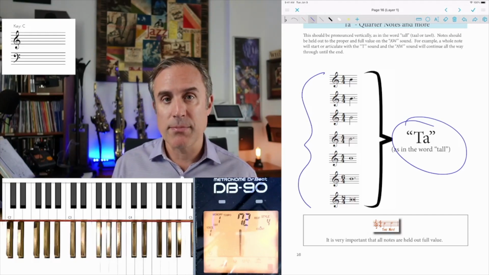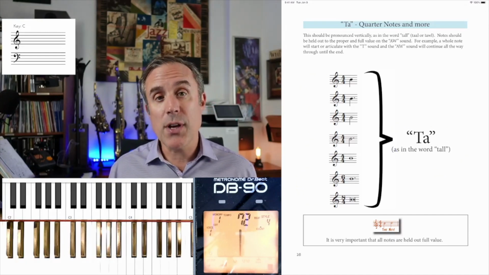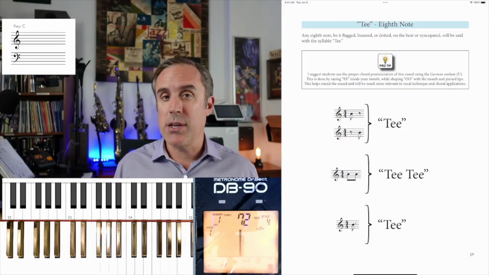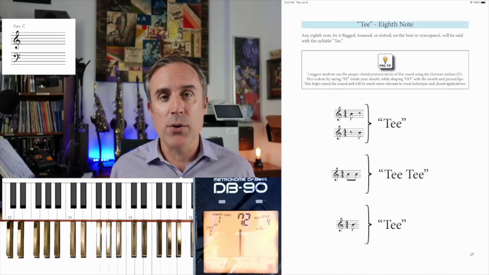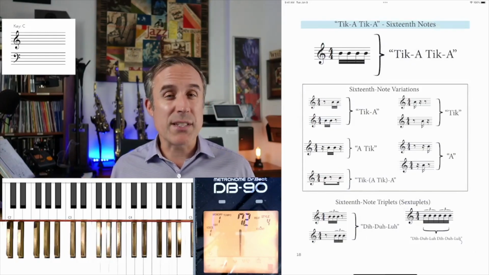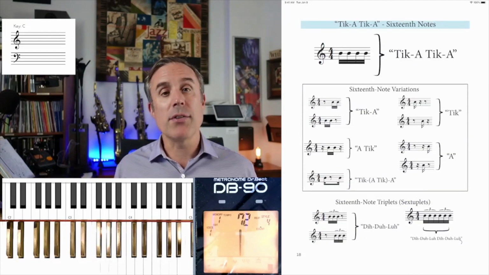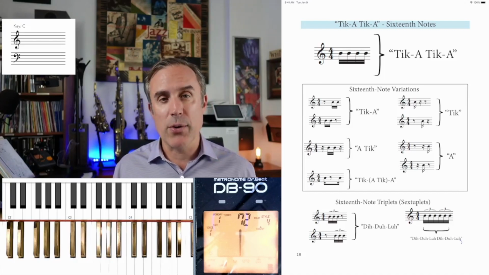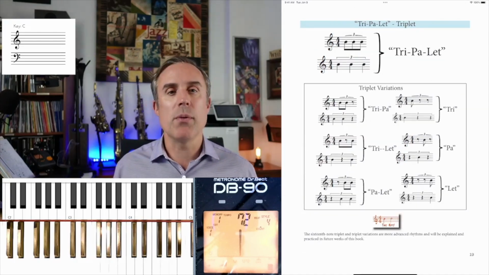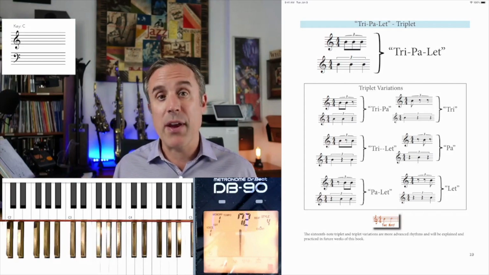The pages that follow ta, we have 8th notes, T, T, T, T. We'll get into those in the appropriate week. We have 16th notes, Tik-A, Tik-A, and some other more advanced subdivisions that come out later in the book. And we have triplets, trip-ball-let, trip-ball-let, 8th note triplets, quarter note triplets, even half note triplets.